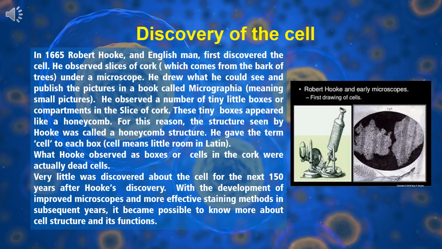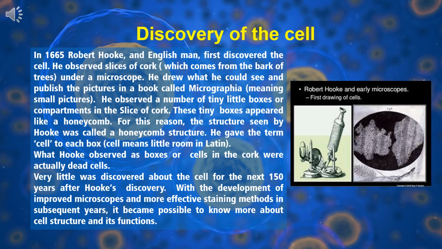जैसे मधुमक्खी का छत्ता होता है उस तरीके से. For this reason, the structure seen by Hooke was called a honeycomb structure. So that is why this structure was known as honeycomb structure, because it was resembling a honeycomb. मधुमक्खी के छत्ते की तरह दिखता था, इसीलिए उसका नाम honeycomb structure रखा. He gave the term cell to each box. और जो वो compartments थे या वो boxes थे, little tiny boxes थे, उनका उसने नाम दिया cell. And जो cell word है, this is a Latin word which means little rooms.